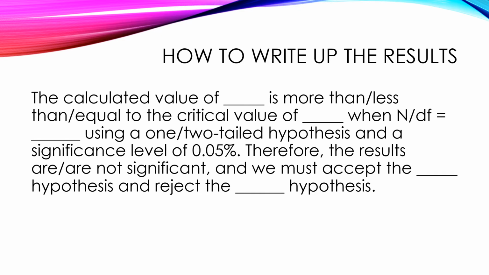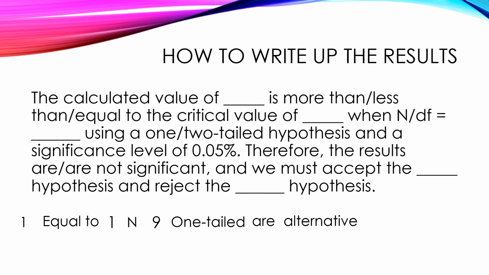This is an example now of how you would write up your results from that experiment. So what we would put here is that the calculated value of 1 is equal to the critical value of 1 when n, so that's the number of participants, is 9, using a one-tailed hypothesis and a significance level of 0.05. Therefore, the results are significant and we must accept the alternative, so that's that one-tailed, directional hypothesis, and reject the null hypothesis.